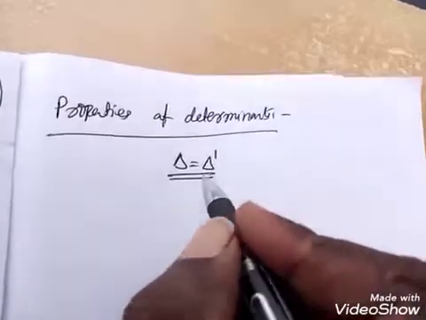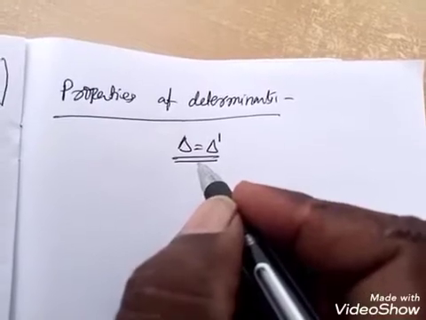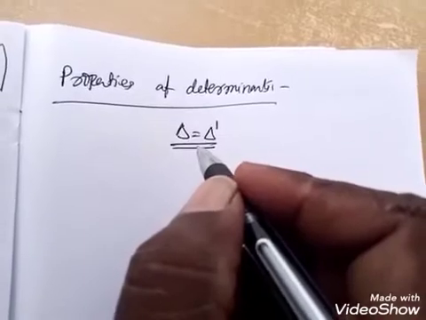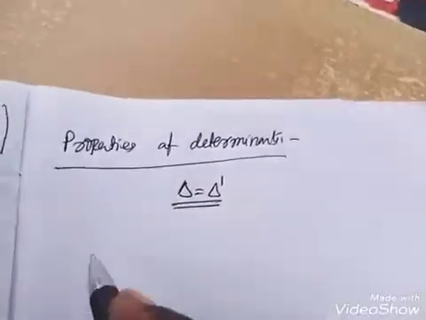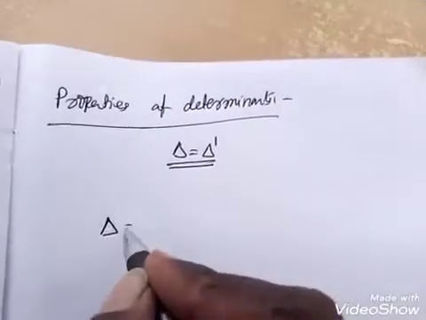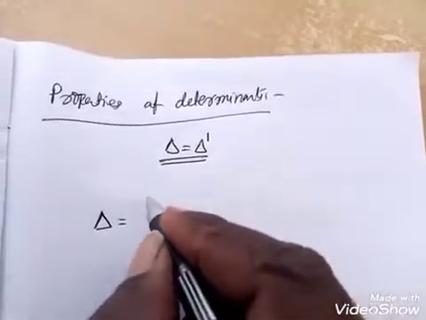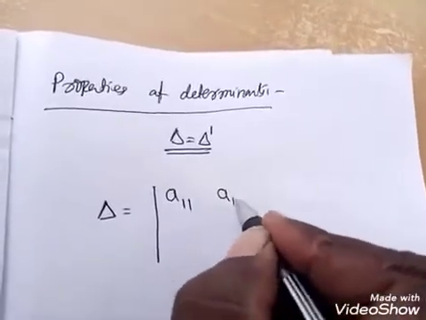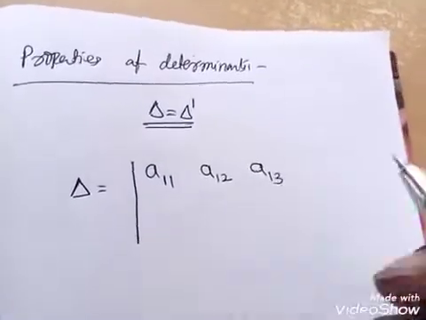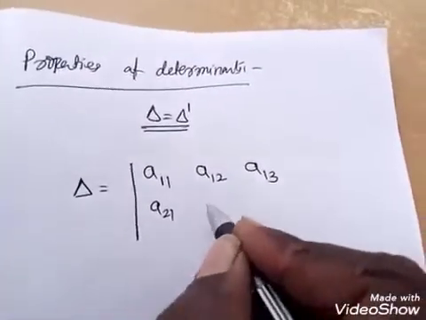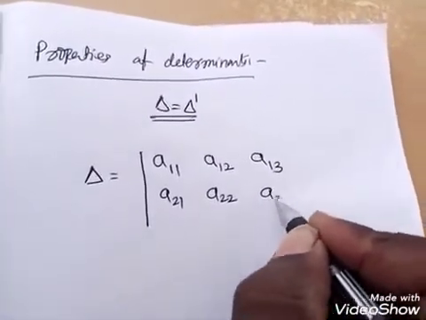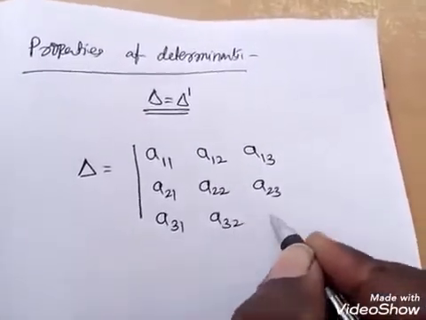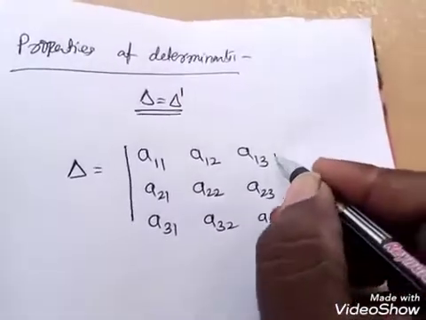What does that mean? The determinant of a matrix is equal to the determinant of the transpose of the matrix. For example, if I take delta, what are you going to get? If I take a matrix with A11, A12, A13, A21, A22, A23, A31, A32, A33, I take its determinant.